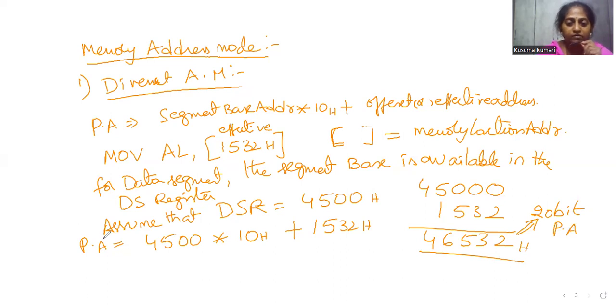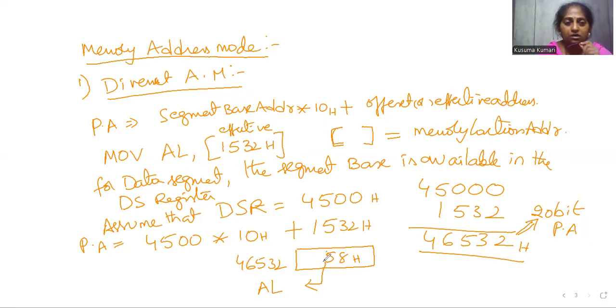Now what will the microprocessor do? This is the memory location. 46532 is a memory location address. Now with this address, one memory location is identified. In that memory location, whatever data is available, for example 58 hexa, that 58 number is transferred to the AL register.